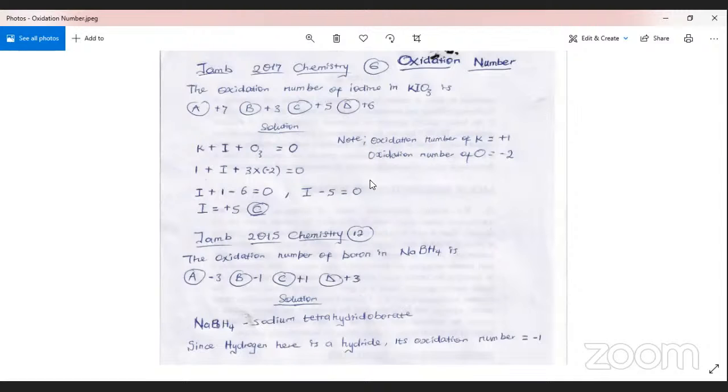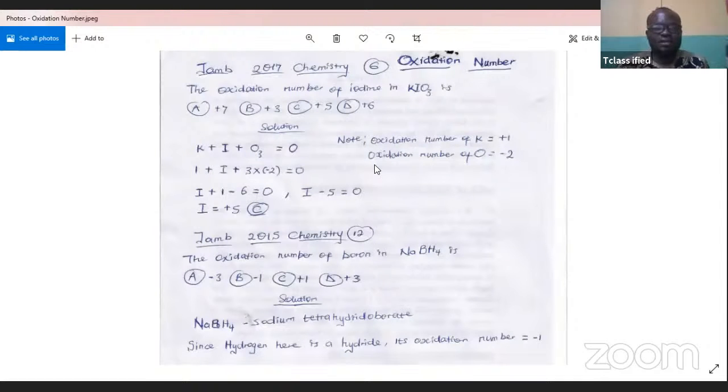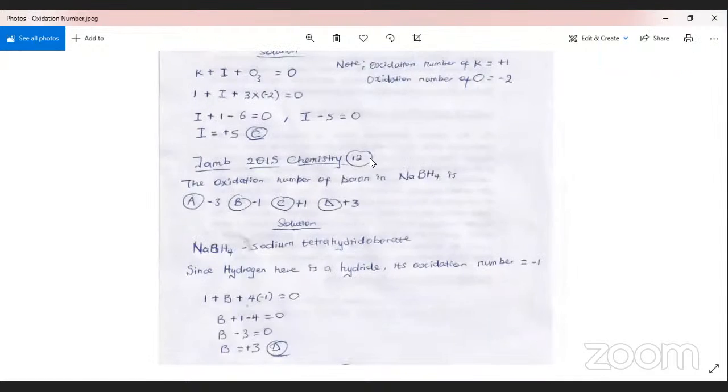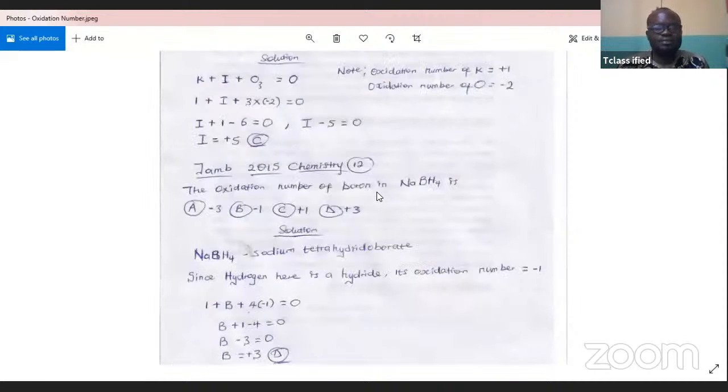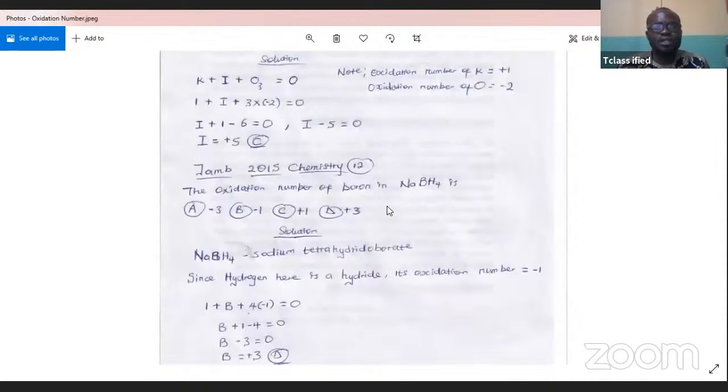Okay. Yeah. So please, I want you to look at these calculations on oxidation number and try to understand them. Yes, sir. I'll send them to your WhatsApp now, okay? Okay, sir. Yes, I'll send them to your WhatsApp.